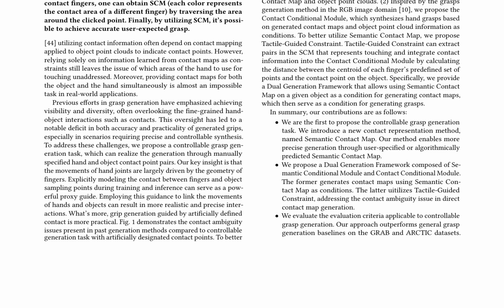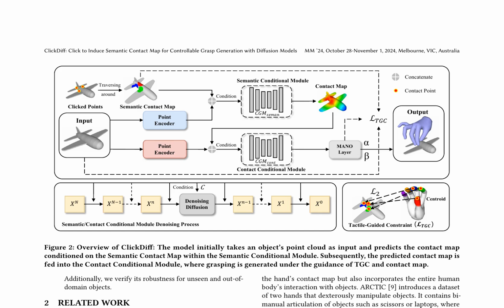contact map generation. This research endeavors to address the challenge of controllable grasp generation, focusing on fine-grained contact information between fingers and objects. The proposed method, ClickDiff, utilizes a conditional diffusion model framework to improve the fidelity of generation through user-specified contacts. The authors first discuss related work in controllable human-object interaction and grasp generation.